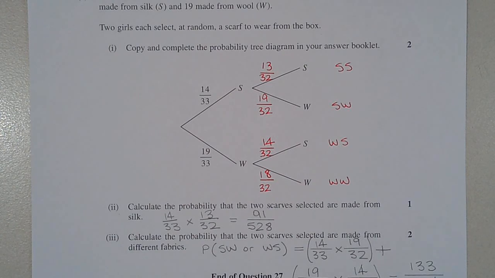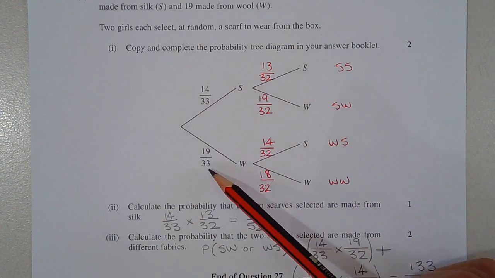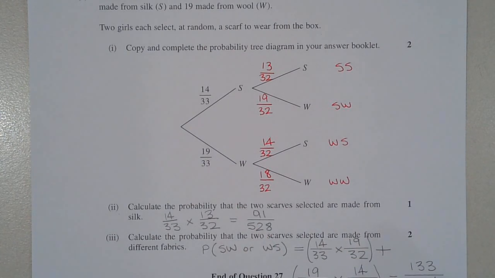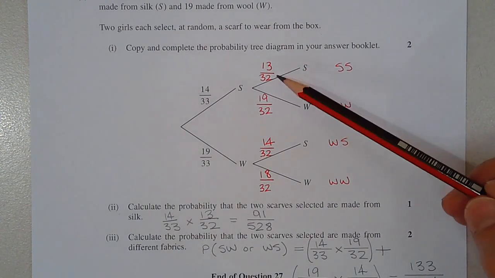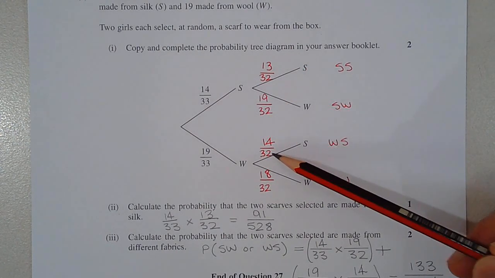This is a multi-stage experiment without replacement. So a girl chooses a scarf, does not put it back. So that reduces the number of scarves in the box. So if we're starting off with 33 scarves, so that's stage 1, when a scarf is chosen, regardless of whether it's silk or wool, that'll reduce the number of scarves by 1. So that's why the denominators of the second stage are all 32.